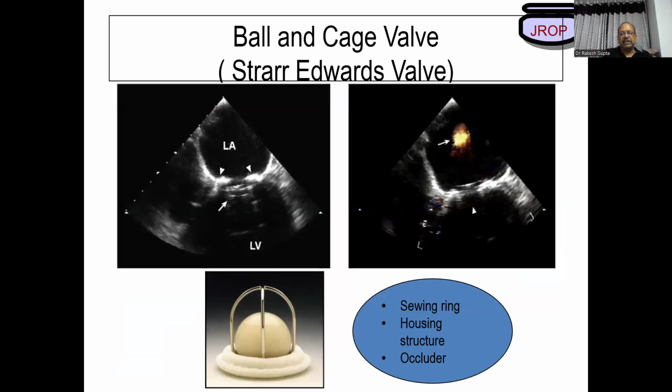If you look at this valve very carefully, this is the sewing ring. This is ball and cage, Starr-Edwards. This is the housing. And this is the ball, which is an occluder. So one, we have a sewing ring, the ring which is sewed to the annulus of the aortic, mitral or tricuspid valve, wherever it is. Second is a housing structure which houses either a ball or a disc. Third is an occluder, a disc.